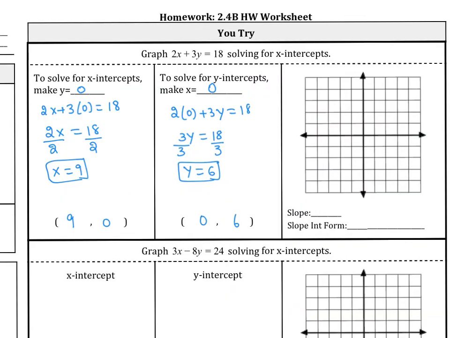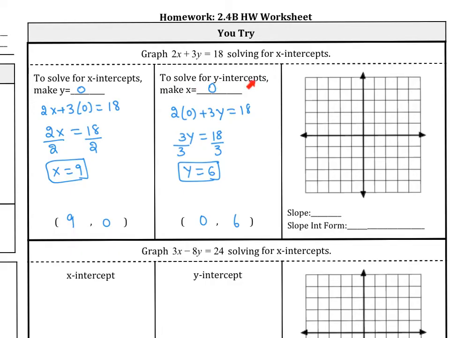Let's do the You Try problems. So graph 2x plus 3y equals 18, solving for the x-intercept and y-intercept. So we just write intercepts here. To solve for the x-intercept, you make y equal 0. So you plug y equals 0 into the y place, and then you solve for x. So 2x equals 18, divide by 2 on both sides, you get 9 as the x value. So the x-intercept is 9. Or if you want to write it in point form, it's going to be 9 comma 0.